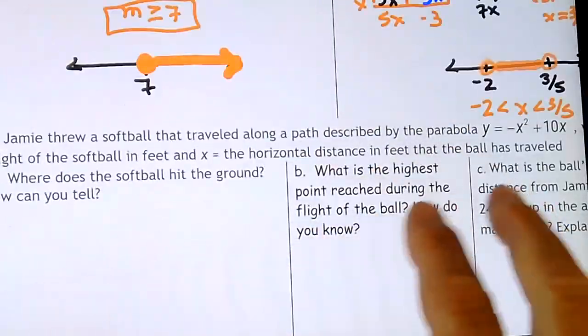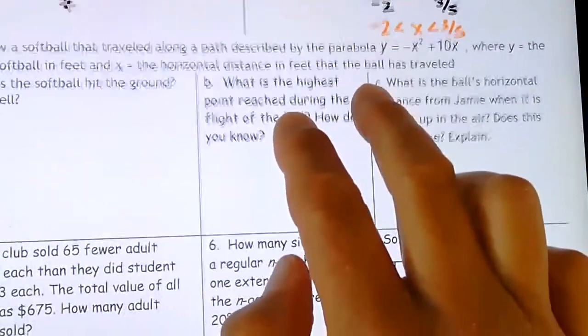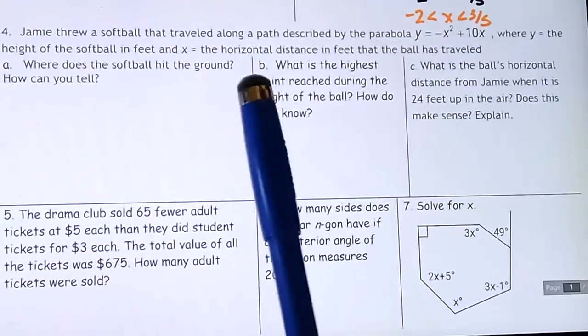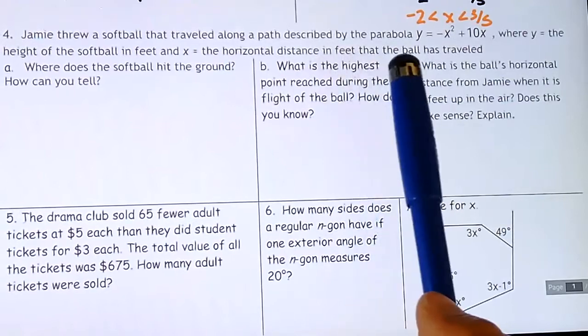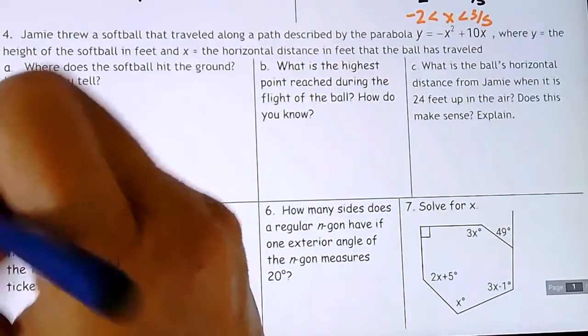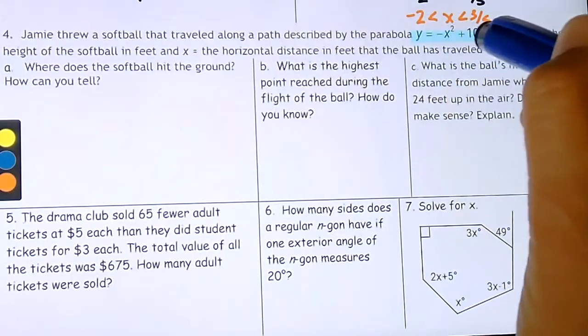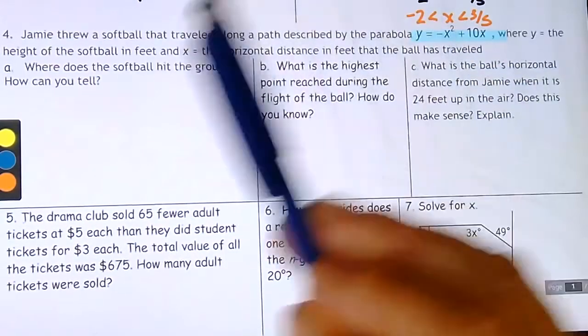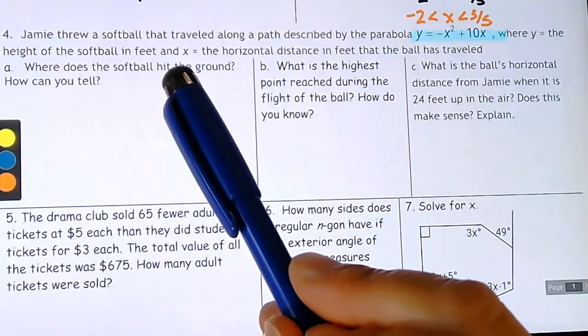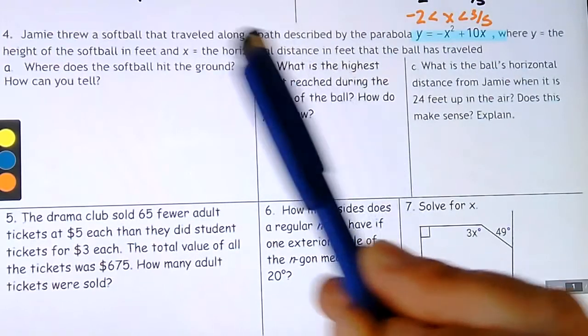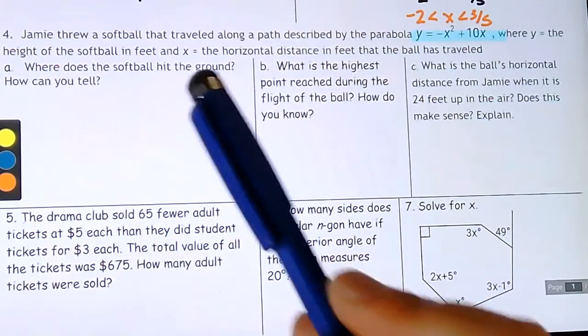Number 4. Okay, on 4, we have Jamie threw a softball that traveled along a path described by this parabola. Okay, so let me just highlight that parabola, right there. Where y is the height of the softball in feet and x is the horizontal distance the ball has traveled. Where does the softball hit the ground?